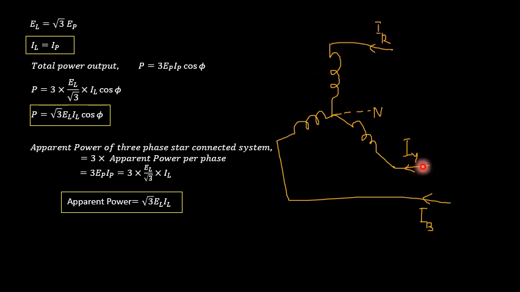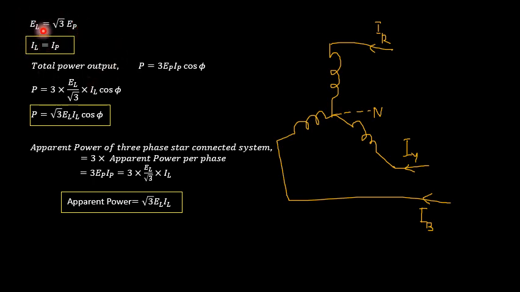Similarly, if I consider the Y line, the same line current IY will be flowing through this particular Y phase, and the same IB line current will flow through this particular phase, which is in turn connected to the neutral point. So there is no division of current, or any node where the current gets split. So the line current as well as the phase current will be the same in a star connected system. So I know the relationship between the line current and phase current, and also the line voltage and the phase voltage.